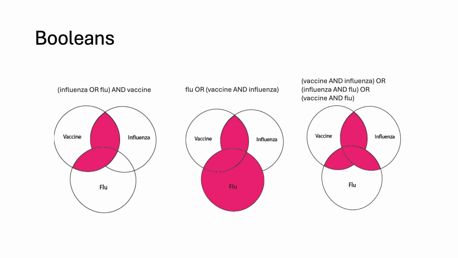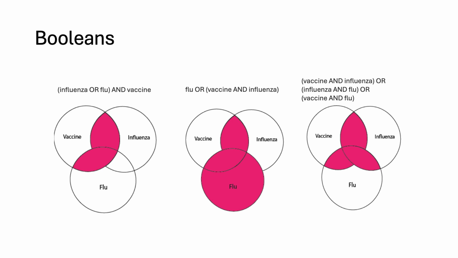In the first instance, we have influenza or flu and vaccine. So we're okay with either the word influenza or flu appearing in all of our search results, but either way, it needs to be paired with the word vaccine. So you can see that we're getting pretty narrow search results there.